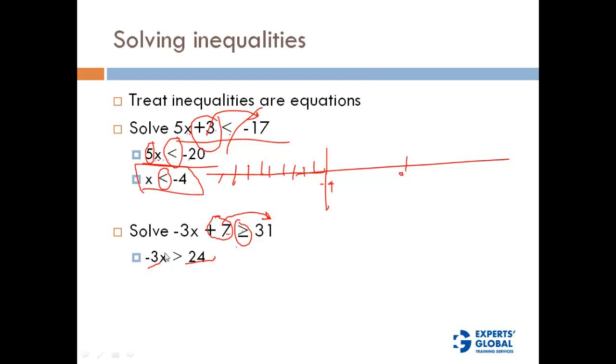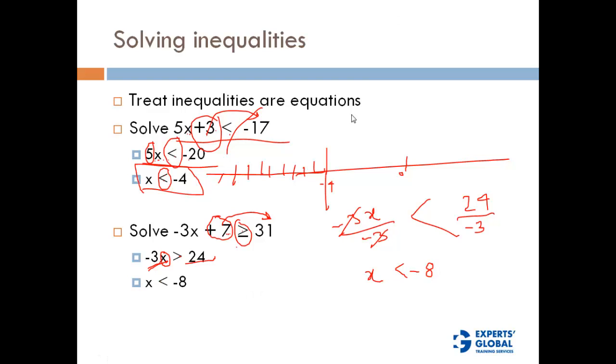Now for us to get x, we have to divide this by minus 3. Now we have to worry about the sign because we are dividing by a negative quantity. So we will have to reverse the sign, correct? So we divide, minus 3x divided by minus 3, the sign reverses, correct? 24 divided by minus 3. So that means minus 3 gets cancelled, and we get x less than or equal to minus 8.